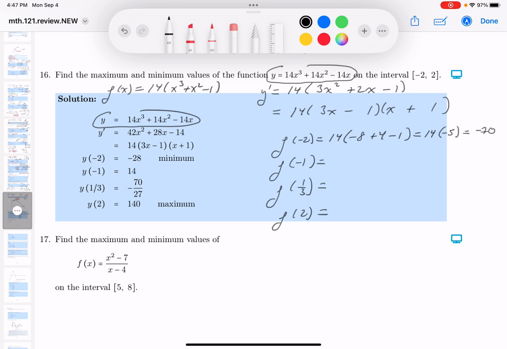And I have minus 28, so I need to correct that. That's actually minus 70. Let's do minus 1. What do you get there? 14 minus 1 plus 1 minus 1. What does that give me? Minus 14. Again, I'm thinking I'm making a mistake somewhere in this problem that I'm not aware of.